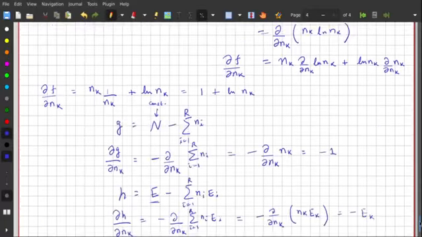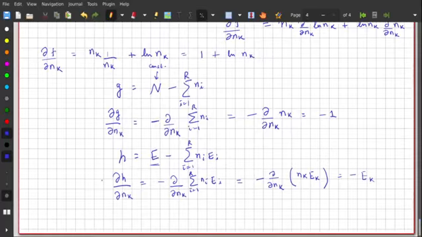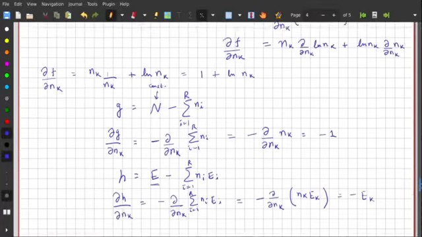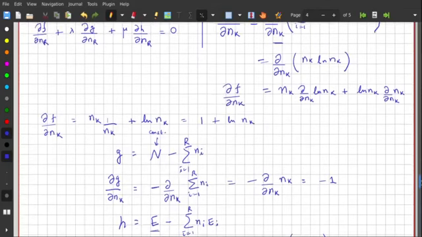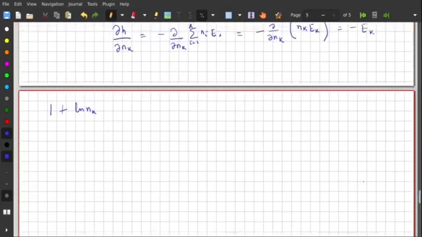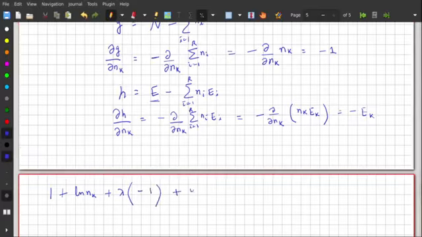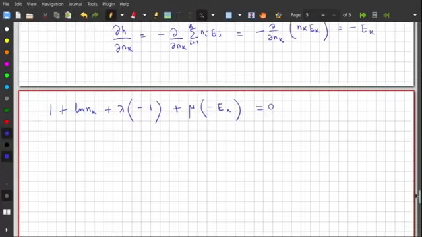So partial f partial n_k, write it in a new page, that is 1 plus log n_k, that's the first term, plus lambda times partial g partial n_k, which was minus 1, plus mu times partial h partial n_k, which is minus e_k, and that is equal to 0. Okay, that is the general expression that we found.